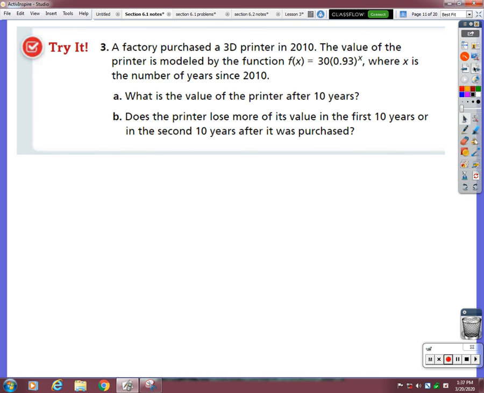So if you want to pause the video and try this on your own at home, you can. Give you a second to do that, and then I'll go over the answer with you.